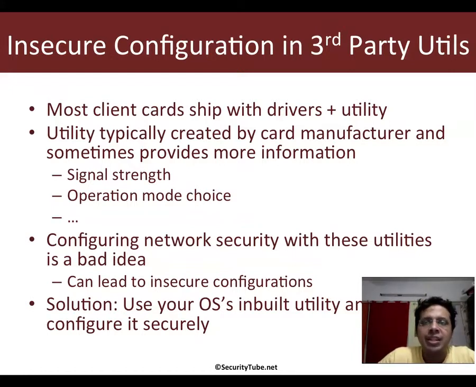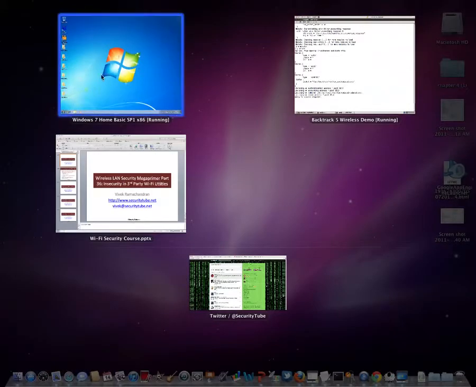But what I've seen, at least in my experience, is that if you use these utilities to configure the security of the wireless LAN with respect to your client, it's generally a bad idea. And I'll show you one of the utilities and the different security mistakes it makes while configuring the wireless network, right? So in my humble opinion, you're always better off using the utility which is available in your operating system by default, right? So let's go and figure out what I'm talking about.